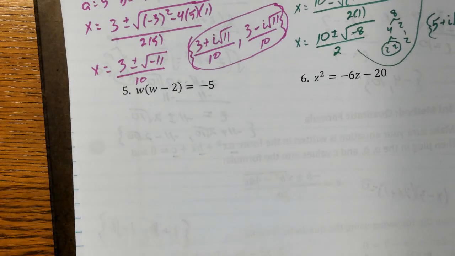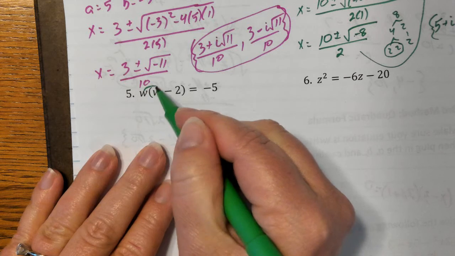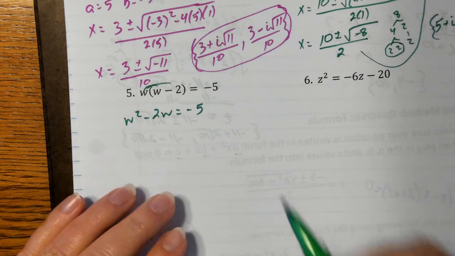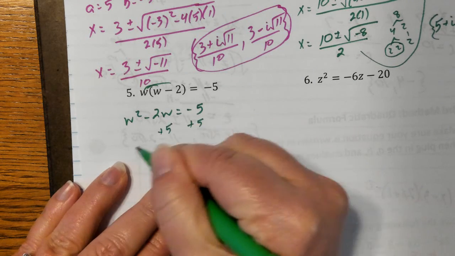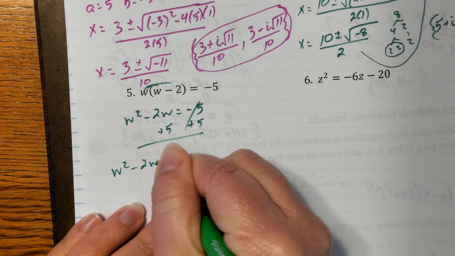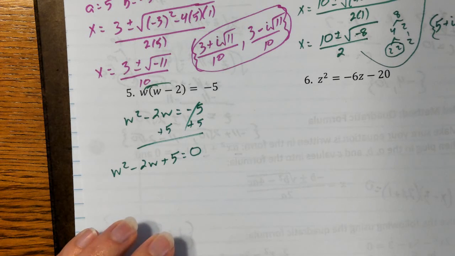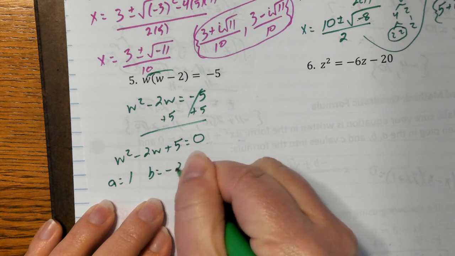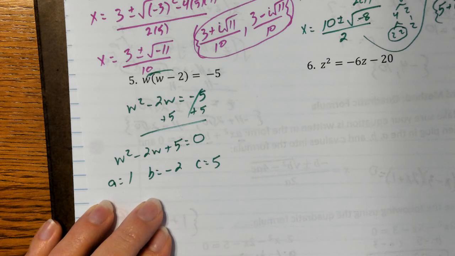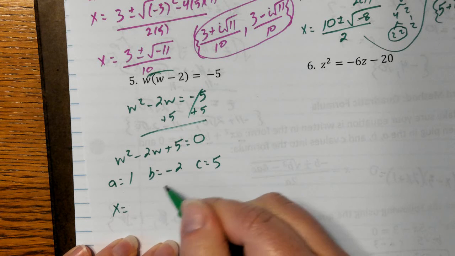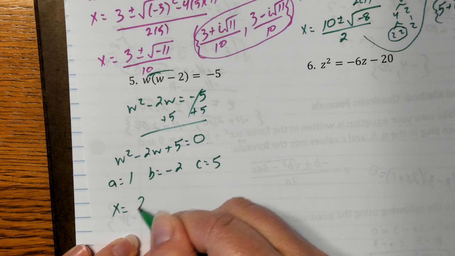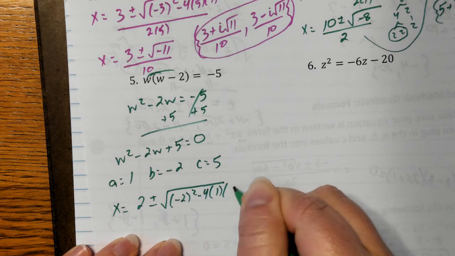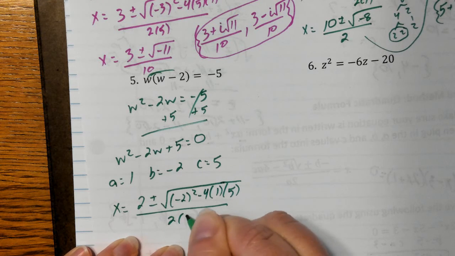Okay. Number 5, similar start to that one. I've got to distribute first. w squared minus 2w equals negative 5. I need to set it equal to 0, so I'll add 5 to both sides. w squared minus 2w plus 5 equals 0. It's set equal to 0. My a value is 1. My b value is negative 2. My c value is 5, and I can plug those into my formula. x equals negative b, so in this case, opposite or negative of negative 2 is 2, plus or minus the square root of b squared minus 4ac all over 2a.